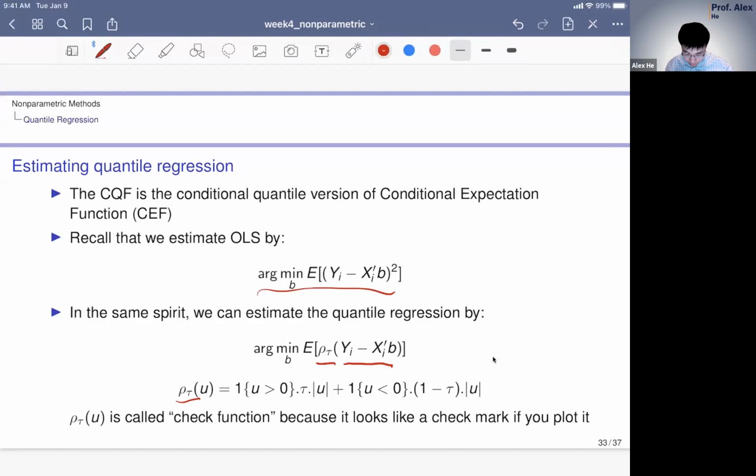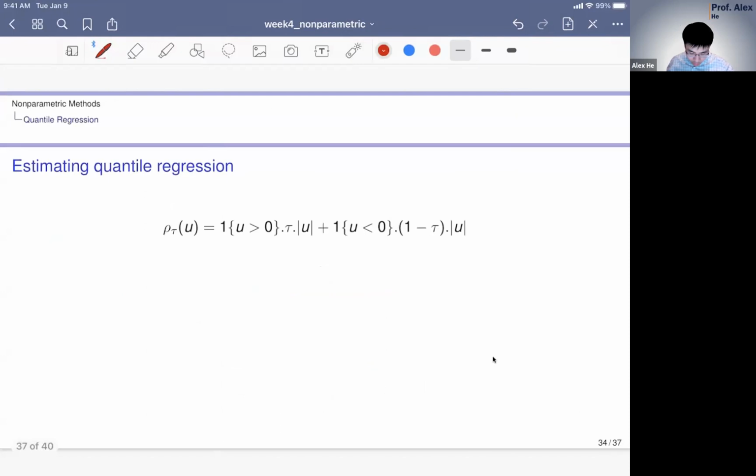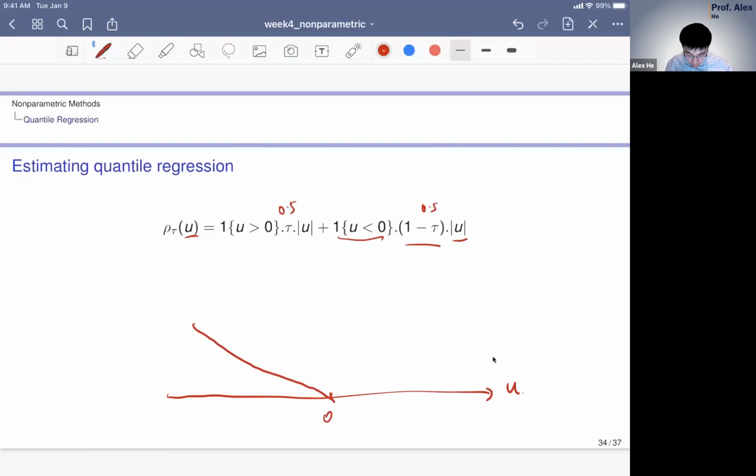So now let me try to draw it here. Okay, so this is a function of u. If u is smaller than zero, then it equals u times one minus tau. So now let's just say that tau is 0.5, so it's the median. Okay, so that equals the absolute value of u times 0.5. So it looks like this. And then when u is greater than zero, that's just 0.5 times u. So it looks like this. Okay. So that's the function for 0.5.